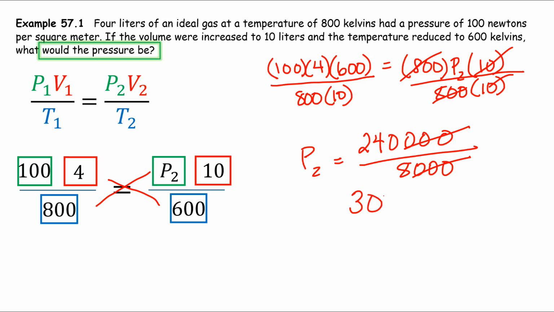And since this is pressure, we have to make sure we put the correct units on there. The pressure is in newtons per square meter, if you look at the problem. So newtons is N, and square meters is M squared. So that would be the pressure of the gas after we make those changes.